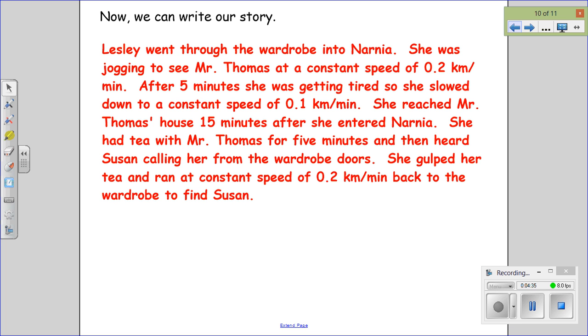She had tea with Mr. Thomas for 5 minutes and then heard Susan calling her from the wardrobe doors. She gulped her tea and ran at a constant speed of 0.2 kilometers per minute back to the wardrobe to find Susan.